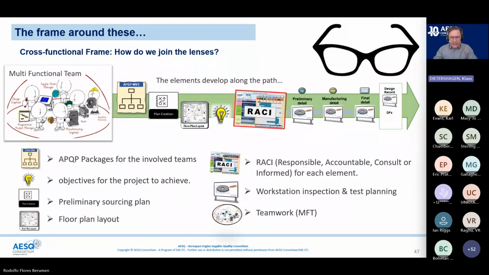With the reference manual we provided with the AS13100, we tried to harmonize those different deliverables, elements, and evidences in a standardized, let's say, project management task.